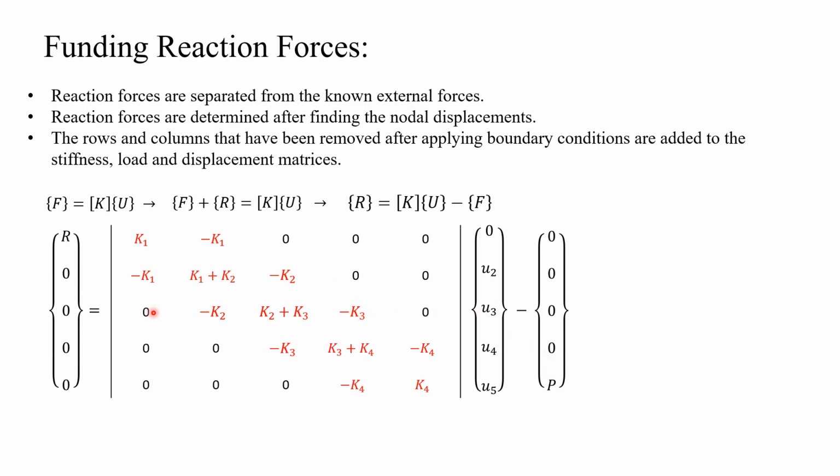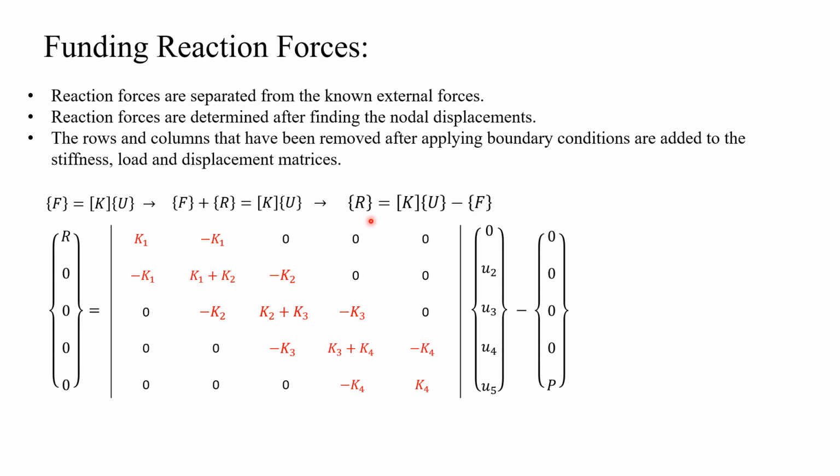Therefore, we can find the reaction force. So F equals Ku. I just separate my external loads, then the reaction forces. Then I can rearrange the equation, saying that R, my reaction force, would be equal to Ku. I have a stiffness matrix. I found my nodal displacement, minus the external load, and I find the reaction force.